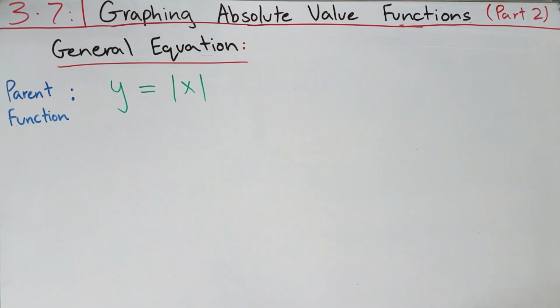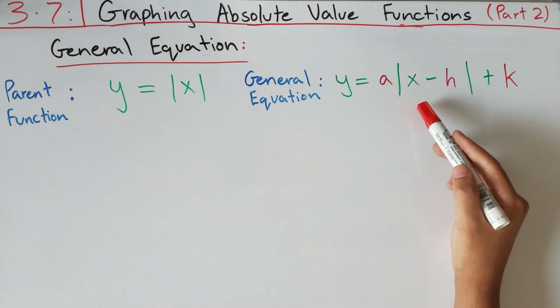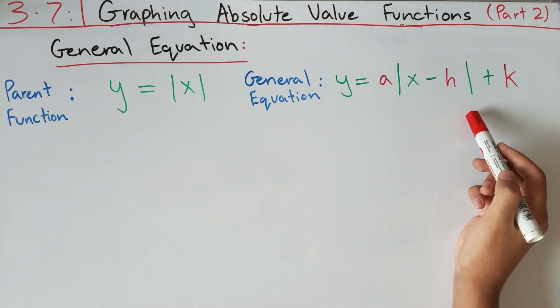But what you just looked at are simple transformations of absolute value functions. I'll introduce you to the general equation, which represents all of the transformations happening in the absolute value function derived from the parent function y equals the absolute value of x. So the general equation for all absolute value functions would be a times the absolute value of x minus h, closing the absolute value, plus k.